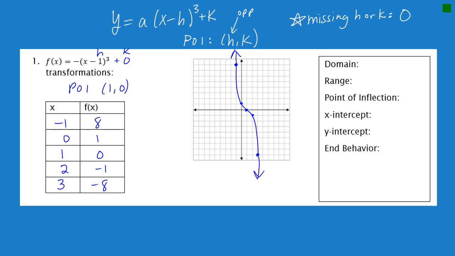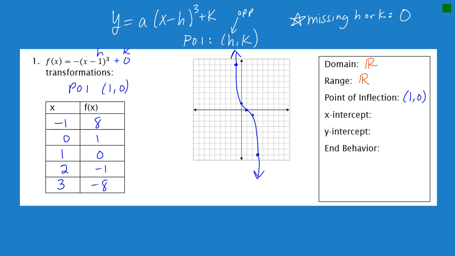So here's my graph. My point of inflection, I already know, was (1, 0). That was the first thing we identified. Domain and range of every cubic are all real numbers. This one asks for X-intercept and Y-intercept, and it's only going to ask you that when you have nice even numbers where it goes through at whole numbers.